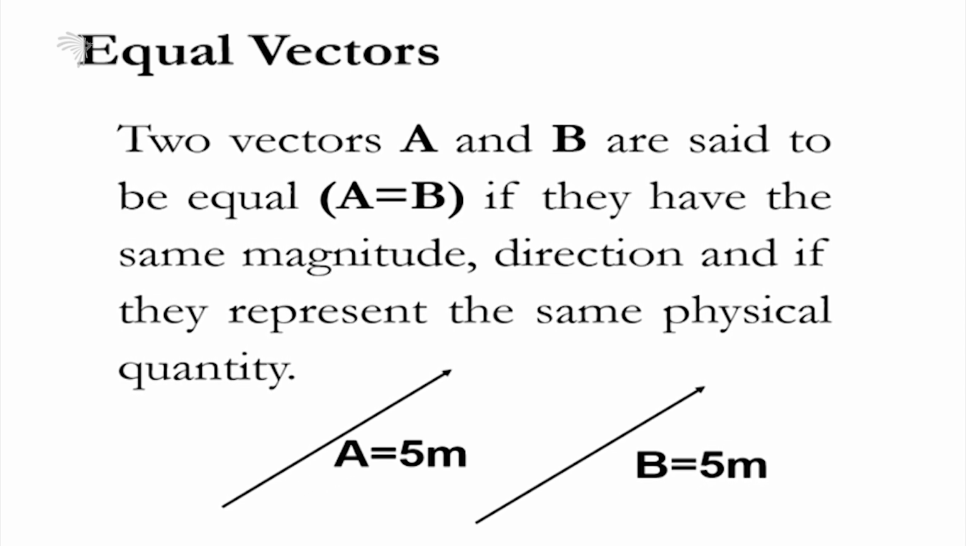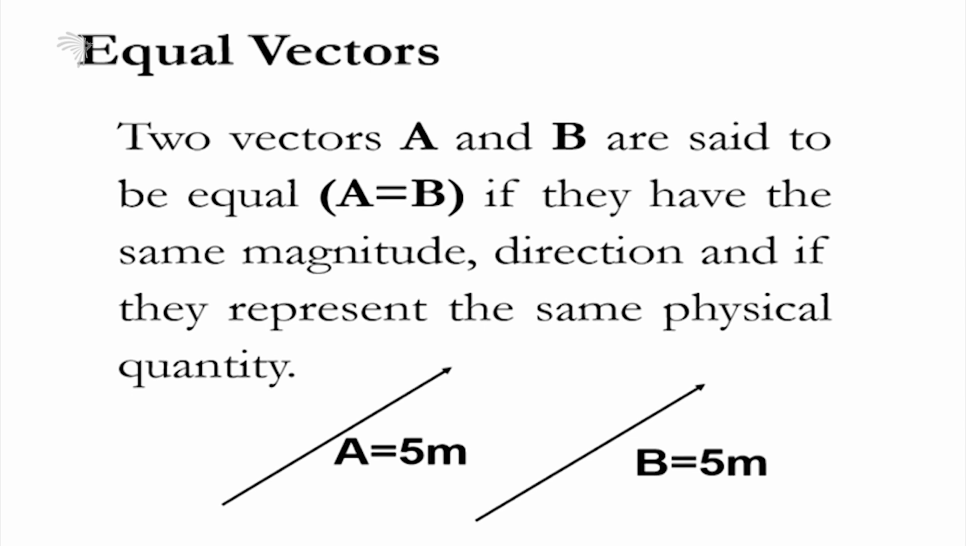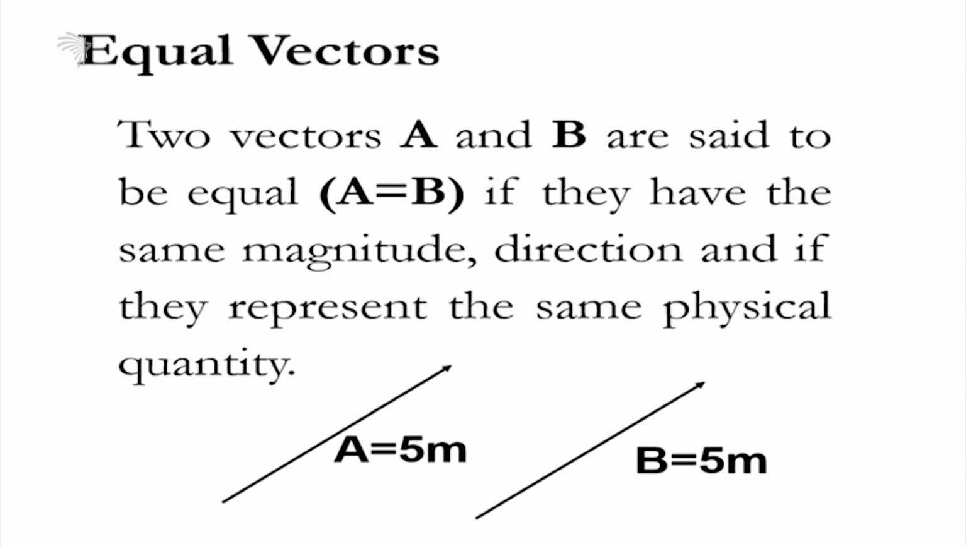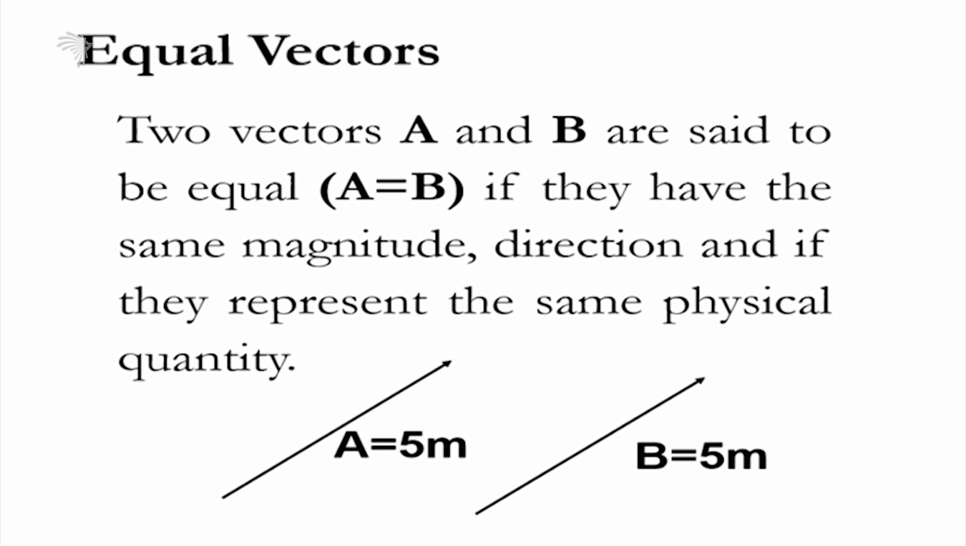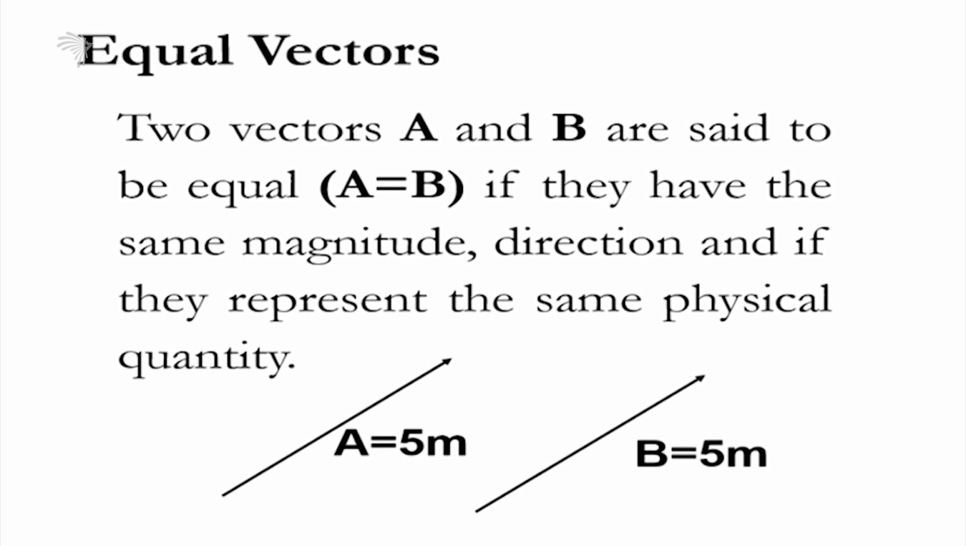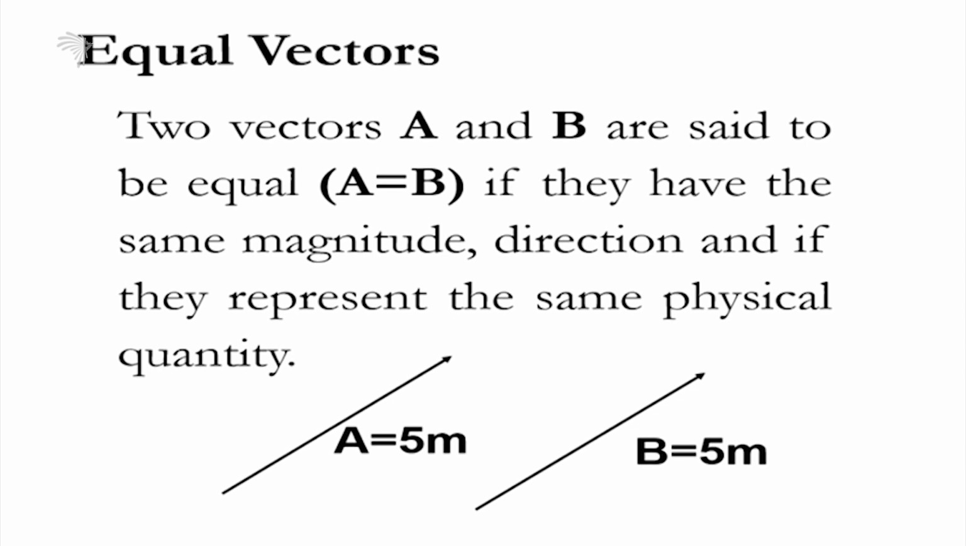As you can see on the screen, you have two vectors A and B, and these two vectors have a magnitude of 5 meters and they are parallel, meaning they show the same direction, so we can say that these two vectors A and B are equal vectors.